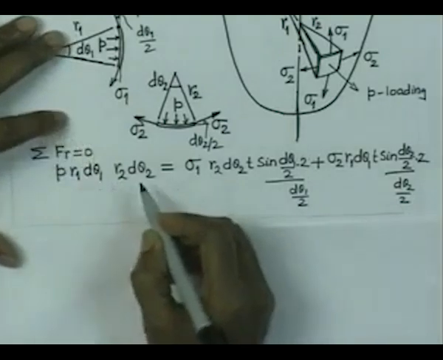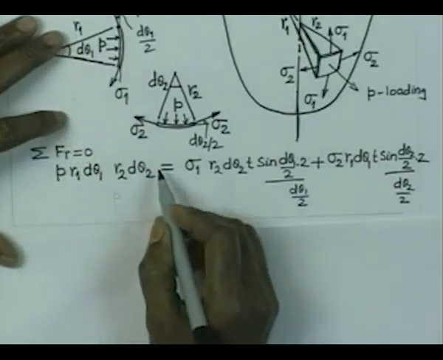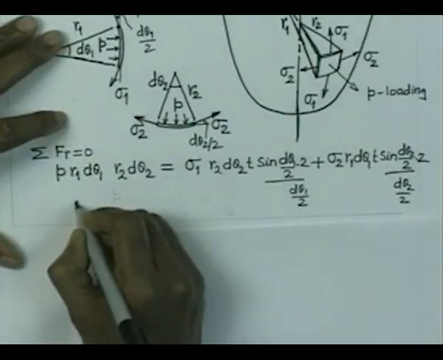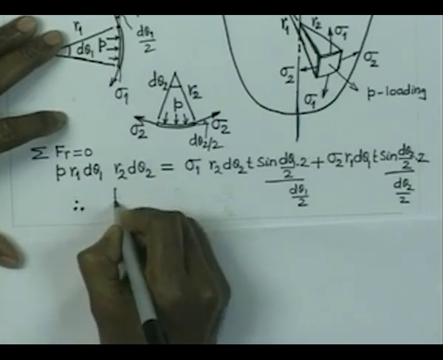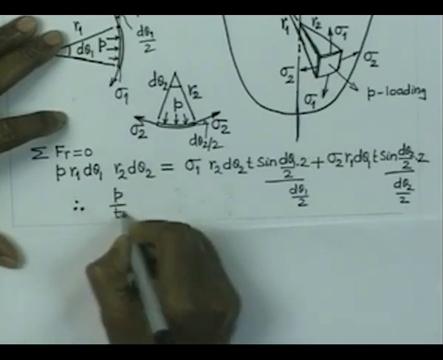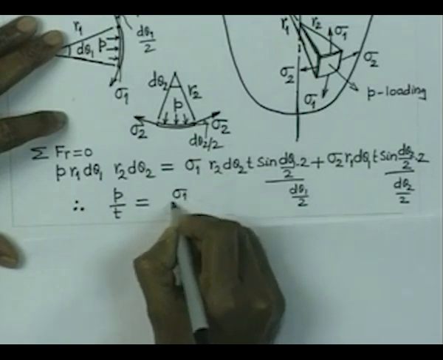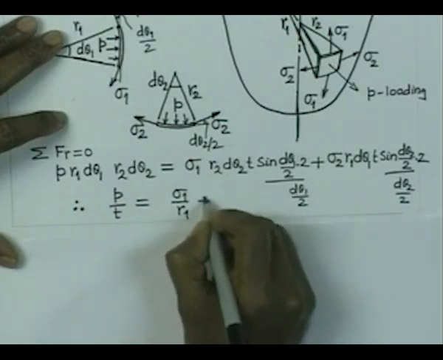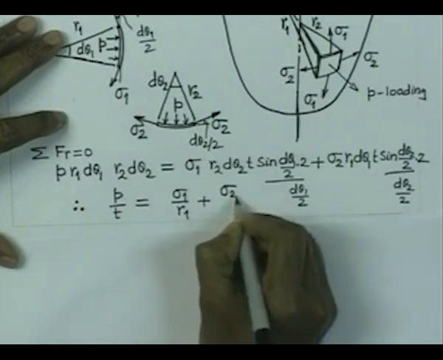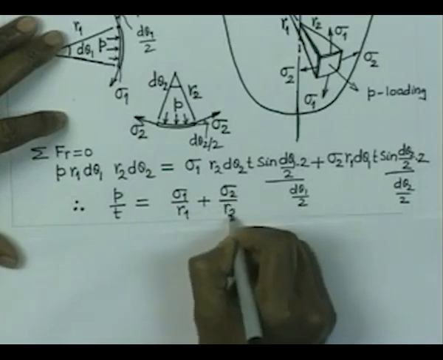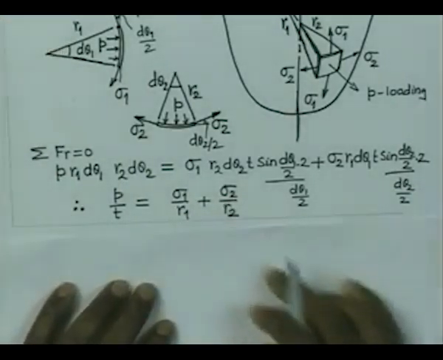Finally, you will find R1 R2 d theta 1 d theta 2 will be common, and you find that the final relationship is p by t is equal to sigma 1 by R1 plus sigma 2 by R2. So, this is the general membrane formula.